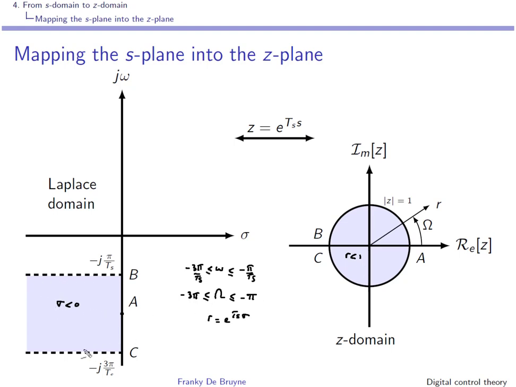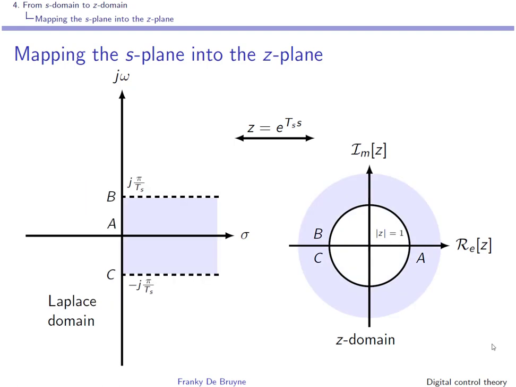So again, this left half strip, left of the j omega axis, will be mapped inside the unit circle. Here we consider analog frequencies in this central strip in between minus pi over Ts and pi over Ts. So the discrete frequency will range in between minus pi and pi, and here we consider sigma larger than zero. Remember that r is e to the Ts sigma, so this will correspond to r larger than one. So this central strip, and we have seen this previously, to the right of the j omega axis is moved to the region outside the unit circle.